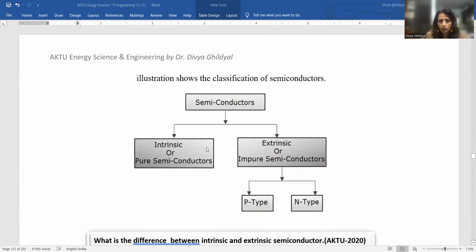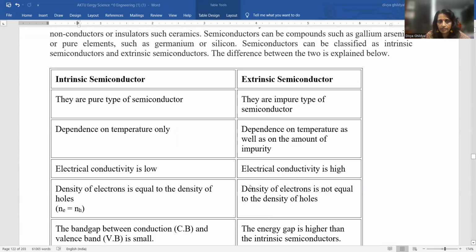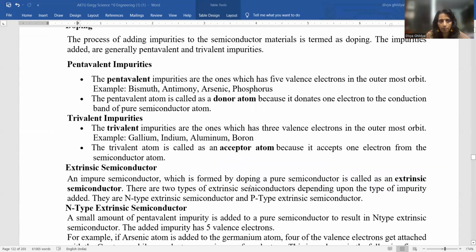Now, I told you the intrinsic semiconductors are known as the pure ones, and the moment I add impurity, they become the extrinsic or impure semiconductors. Two types are there in your syllabus, the p-type, that is the holes, and n-type, that is the electrons. This question is important. It has been asked twice in your AKTU paper.